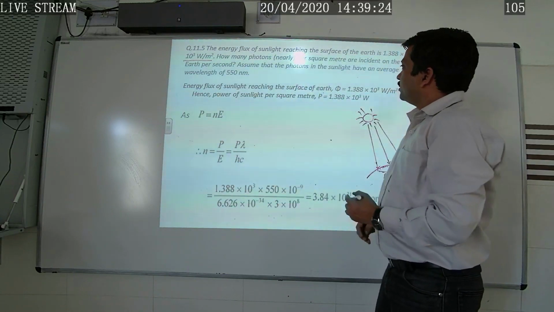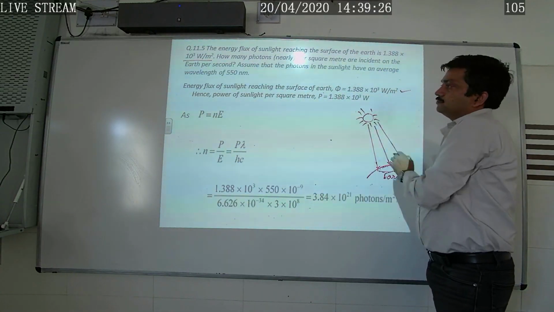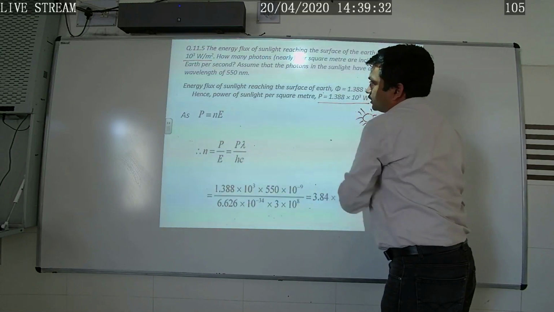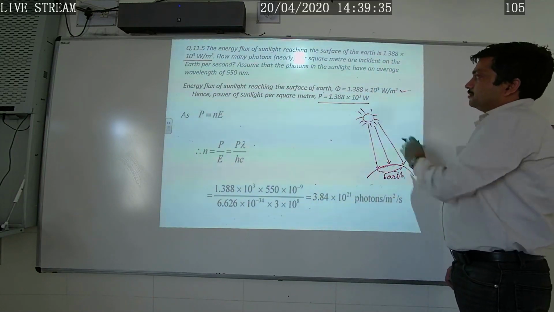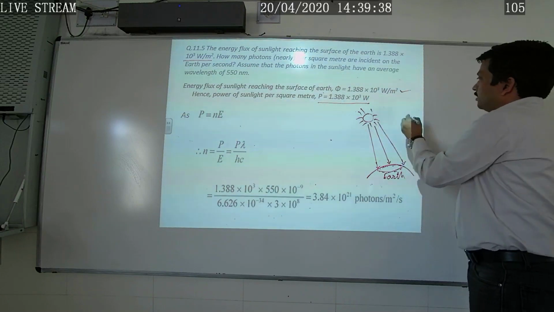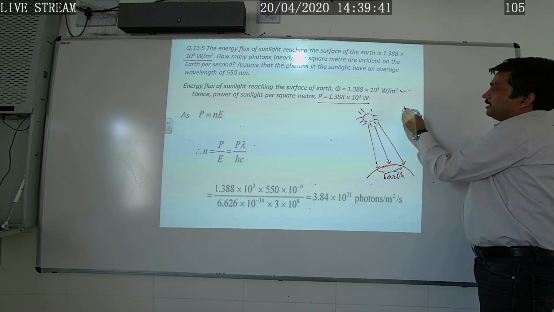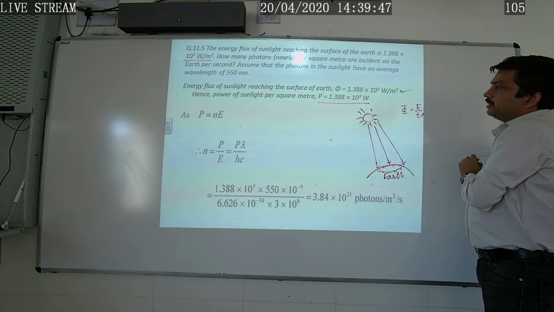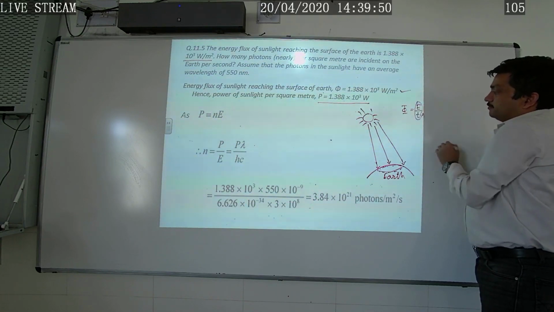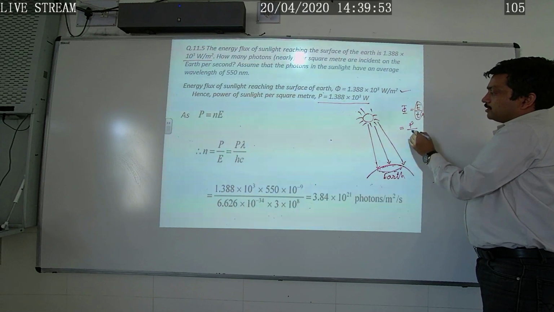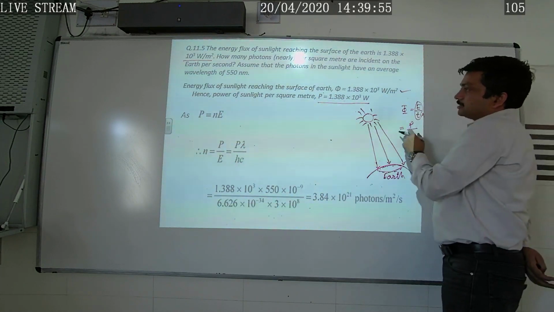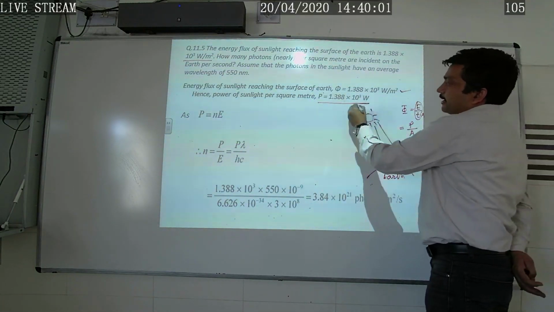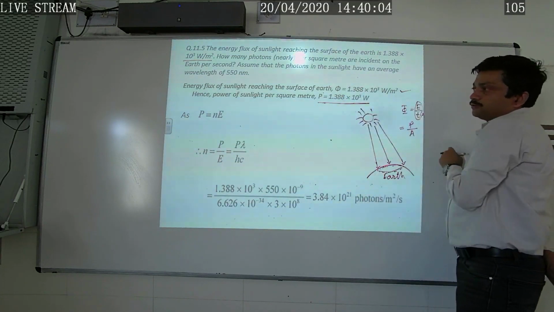So as data, we have been given the energy flux. From here we can find the value of the power of the sunlight per square meter. Why? Because energy flux is energy incident per unit time per unit area. Energy over time is nothing but power, so it is power incident per unit area. Hence the power of sunlight per square meter can be written as 1.388 × 10^3 watt.